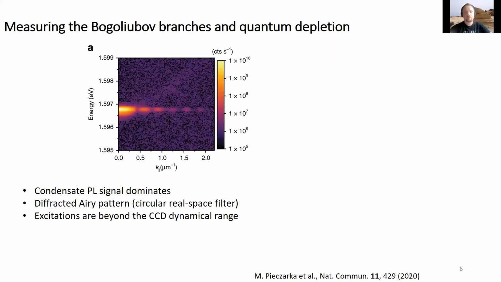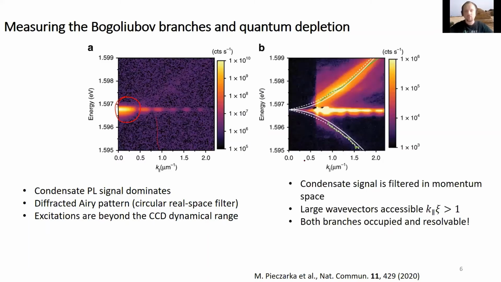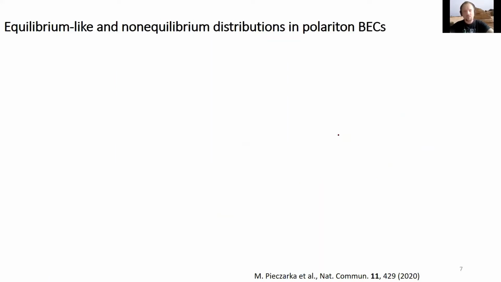So how do we measure Bogoliubov branches? Obviously it is not so straightforward, because the emission from the condensate will completely dominate the spectrum, and it will saturate the CCD camera. So what we developed was an edge filter in momentum space to cover the strongest emission and uncover the very weak signal from both excitation branches, allowing us to analyze what is happening with them and what the occupation of both branches is.